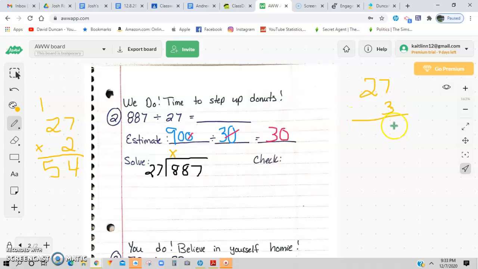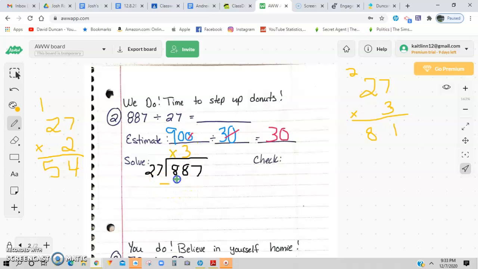3 times 7 is 21, carry the 2. 3 times 2 is 6. Plus 2 is 8. Perfect. Yes, it can go in there 3 times. It's as close as I can get to 88 without going over. So I'm going to put a 3 right here.